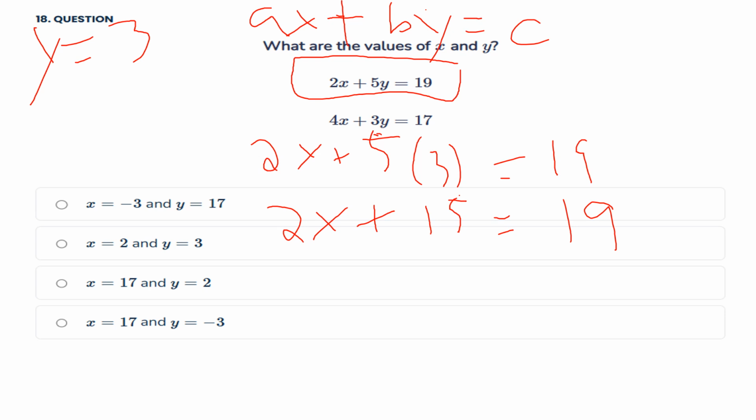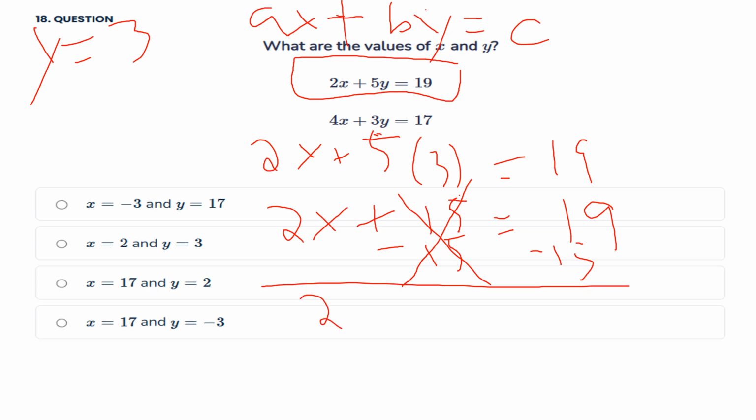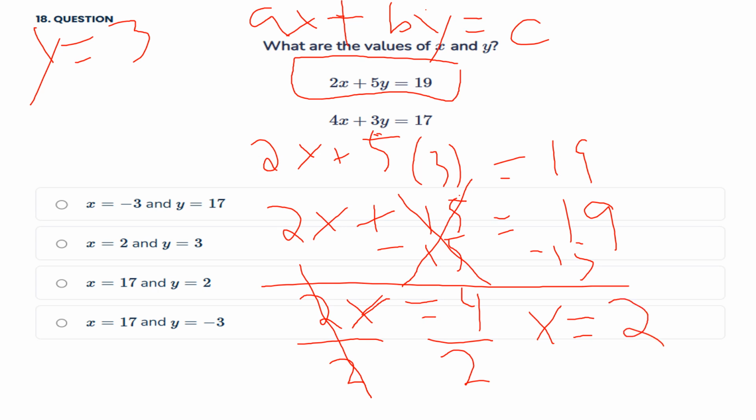That gives us 15, and that equals 19. Now we need to start getting x on the side by itself. So we need to subtract 15 on each side. This cancels out and goes to 0. That gives us 2x equals 4. Then we divide both sides by 2. This 2 cancels out, so that gives us x equals 2. So our answer for this would be x equals 2 and y equals 3.